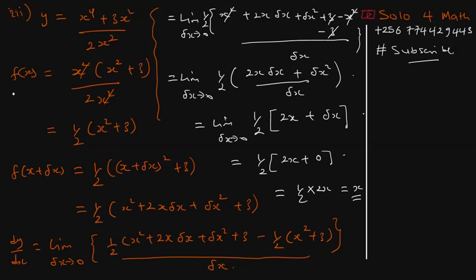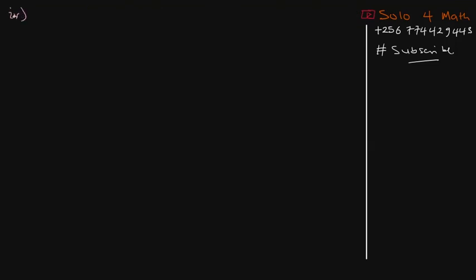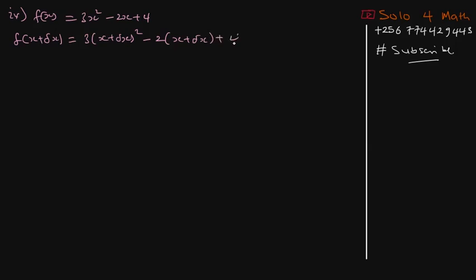Looking at the last example, number 4. If we have a function of x equal to 3x squared minus 2x plus 4, what is our f(x plus a small change in x)? Substitute 3 into x plus small change in x squared minus 2 into x plus a small change in x plus a 4. We can expand so that it becomes very easy. When we substitute, this will be 3, this one is x squared plus 2x dx plus small change in x squared, minus 2x minus dx plus a 4.